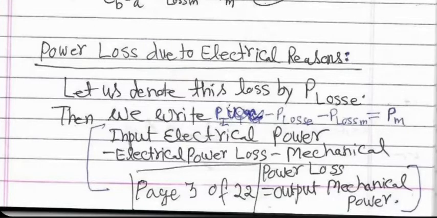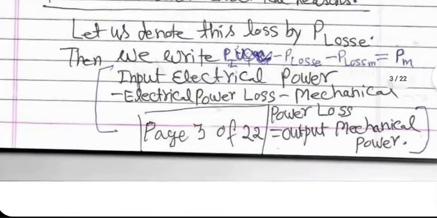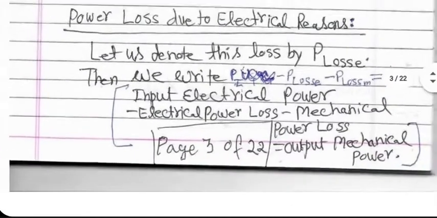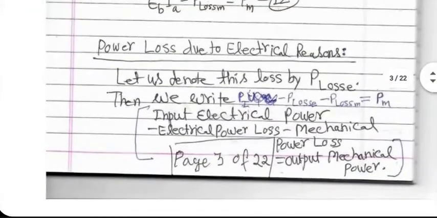Now, input electrical power, of course, I've written it in words also. Input electrical power minus electrical power loss minus mechanical power loss equal to output mechanical power. This is the flow of power in the machine. I am ignoring stray losses, which are unpredictable losses. That could also happen. But if they were given to you, they would also be subtracted from the input power to get the output mechanical power.